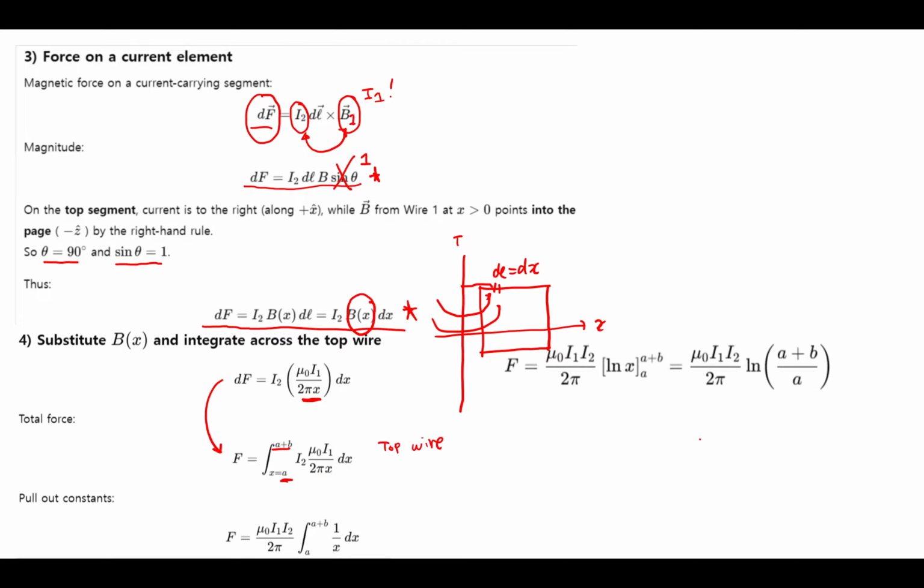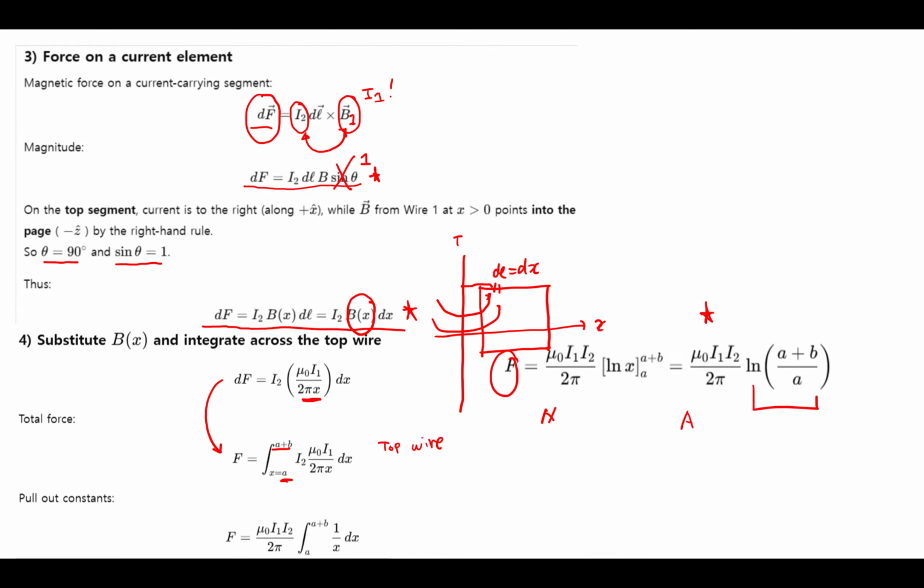Okay. So this is the answer. And if you plug in the right numbers, you will get the force in Newtons. Of course, I1, I2 should be in amperes. Okay, and this is the number. That's it. Okay.